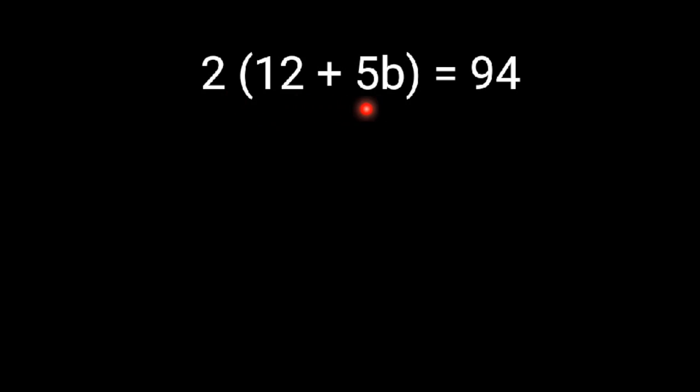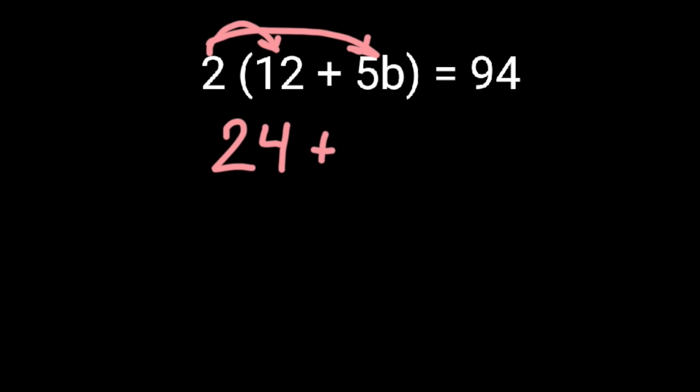Okay, we got another one. 2 times the quantity, 12 plus 5b is 94. Now we can do the opposite of that multiplication and divide both sides by 2. But let's try a different way this time. Use the distributive property to rewrite the equation. So let's distribute 2 times 12 and 2 times 5b. 2 times 12 is 24, plus 2 times 5b is 10b, equals 94.